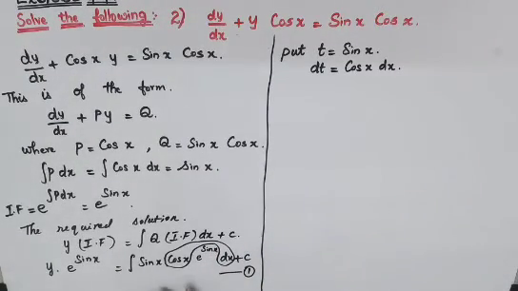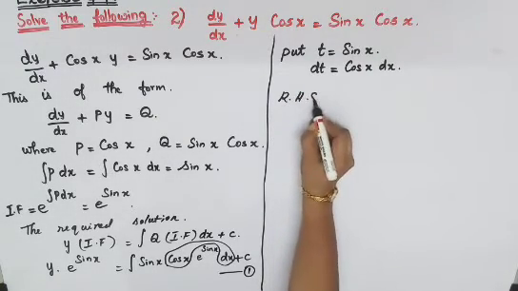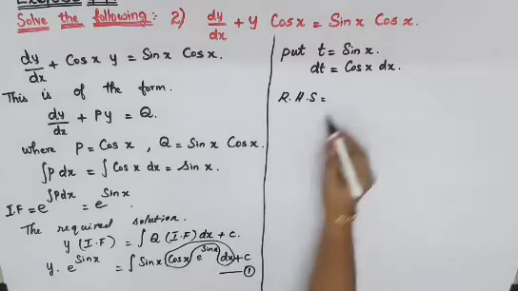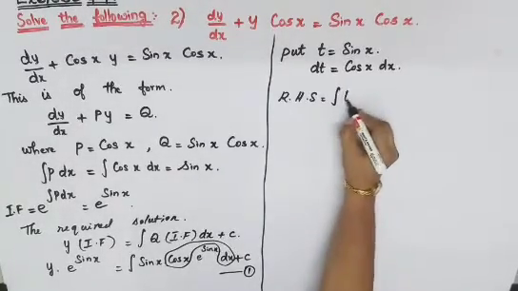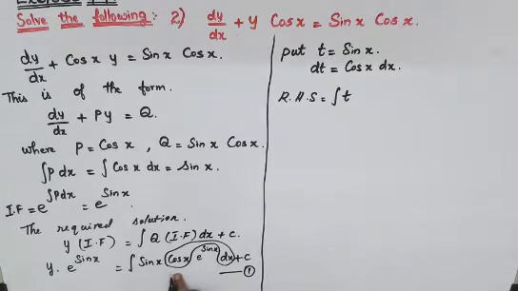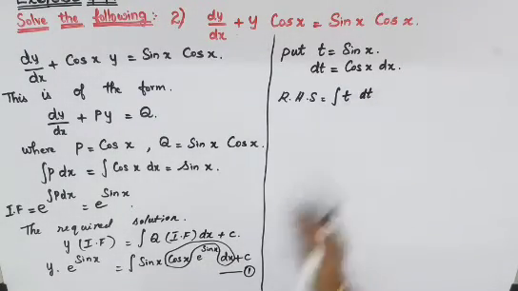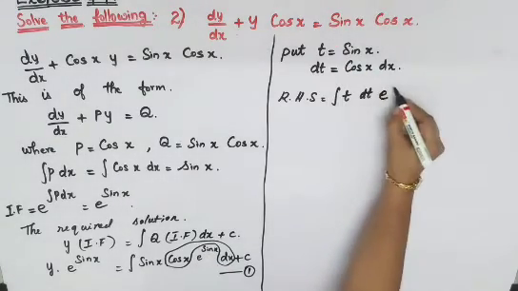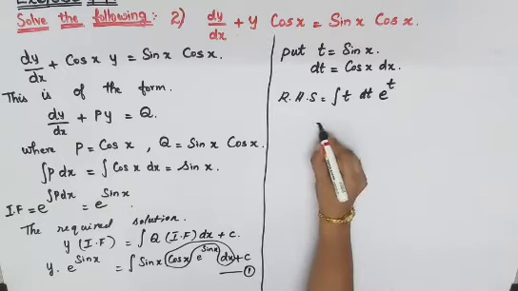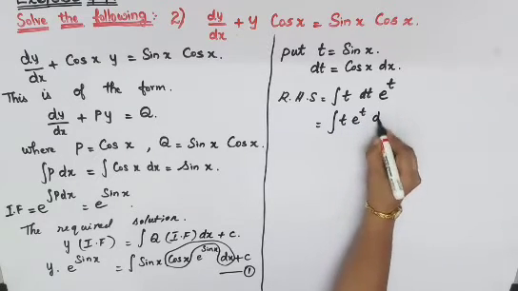Considering only the RHS part, that is the integral. Instead of sin x, we can write t. Cos x and dx will become dt. And again e power sin x, so e power, instead of sin x, we can write t. So that is equal to integral of t e power t into dt.